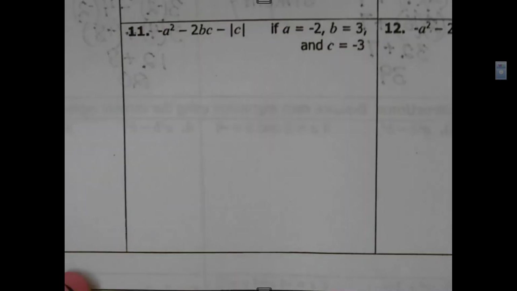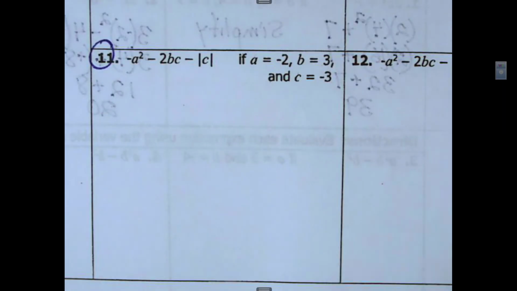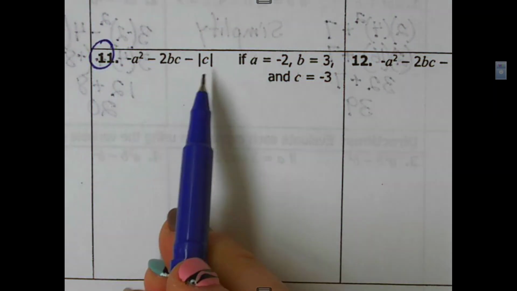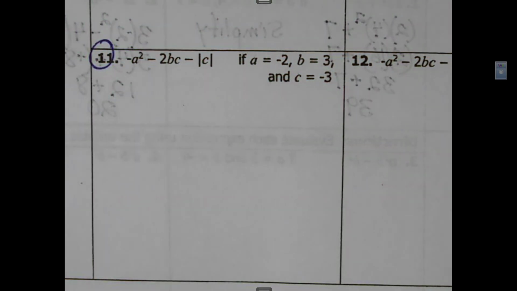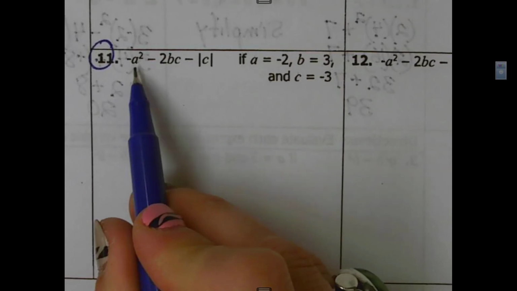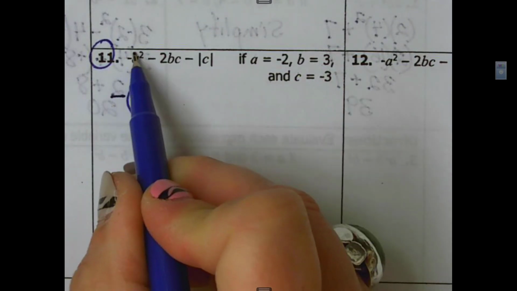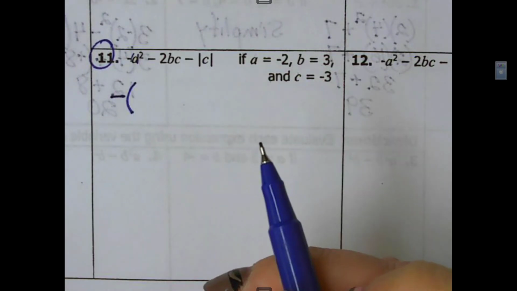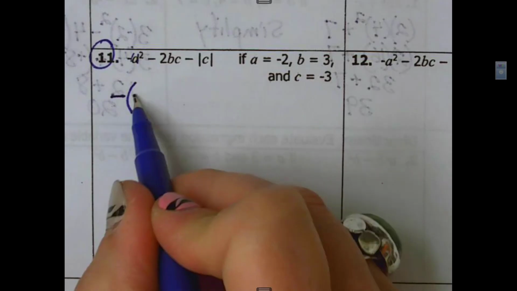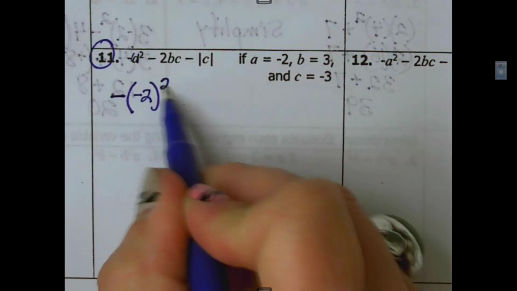Okay, one last example I want to go over on the back side is number 11. You can see we have an absolute value in there, so I just wanted to review that with you. All right, let's go ahead and substitute in. Now we have this negative that stays on the outside. Remember, the parentheses are around the variable. Okay, a is -2, squared on the outside.